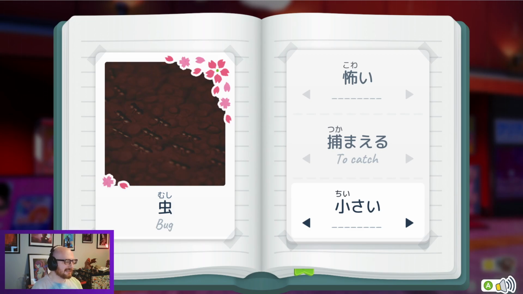Chiisai. Chiisai is what I would use to describe bugs for sure. Hopefully there's not too many dekai mushi, because that would be crazy. That's like some EDF type stuff right there. So chiisai is small. Okay, let's go ahead and get these all matched up.